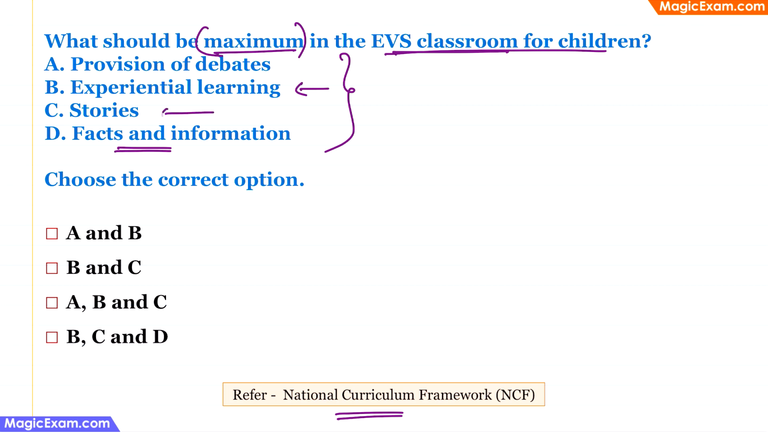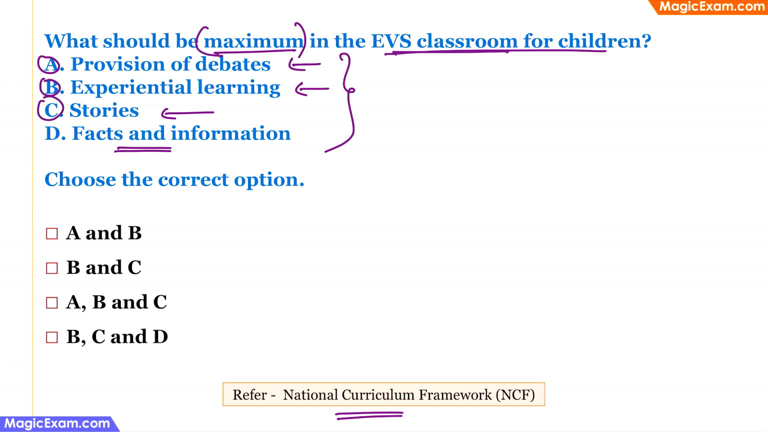And children like stories and narratives because they learn a lot through stories and narratives, and they are actually interested in stories and narratives rather than just theory. Therefore, that also should be maximized. And provision for debates, that is, a child will learn a lot through their interaction with their peers. Therefore, A, B and C, all the 3 should be maximized.